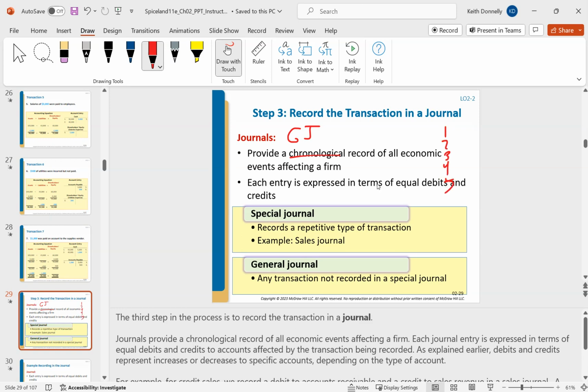You just do it as it happens, and then you'll carry that over into the general ledger, which is essentially all of those T accounts. So you do a journal entry here, debit X, credit Y. You would carry that over to the X account, and you would carry that over to the Y account. That's how we were building out those T accounts. And you can have specialized journals, maybe one that's just looking at your sales.